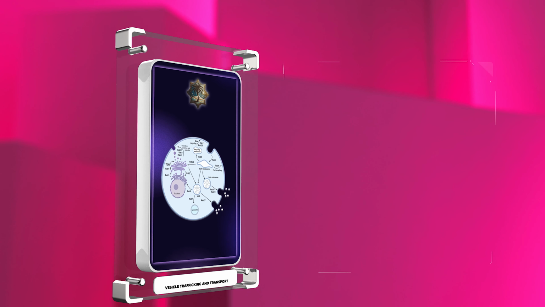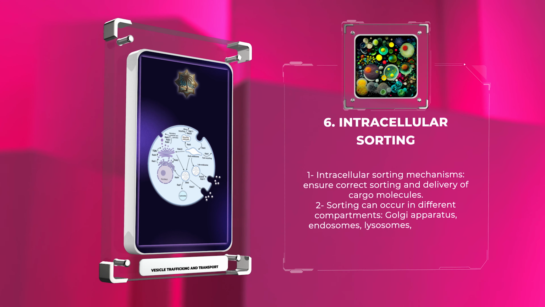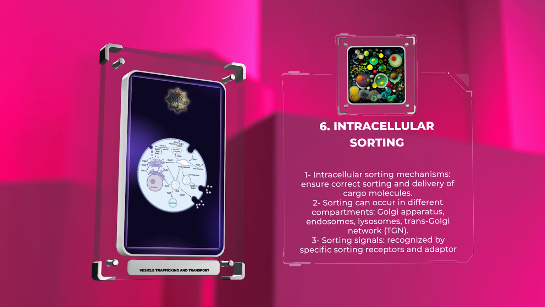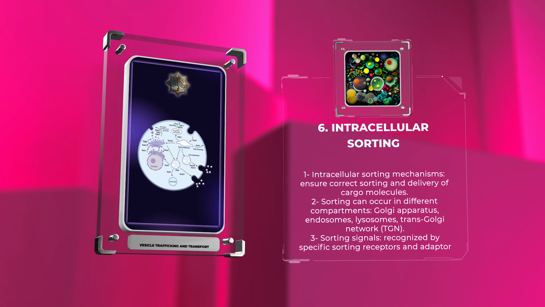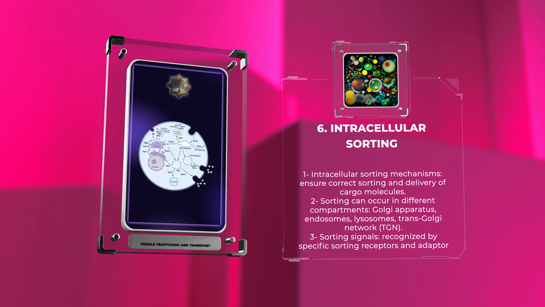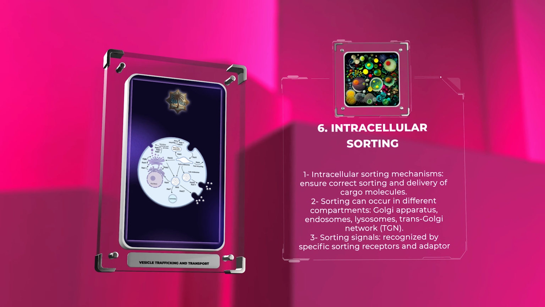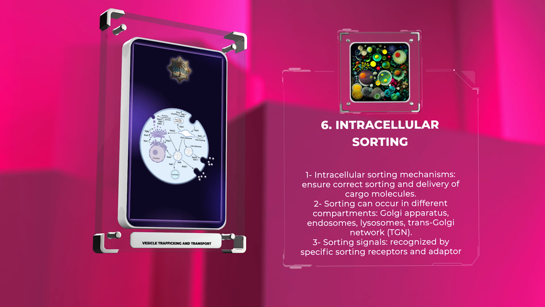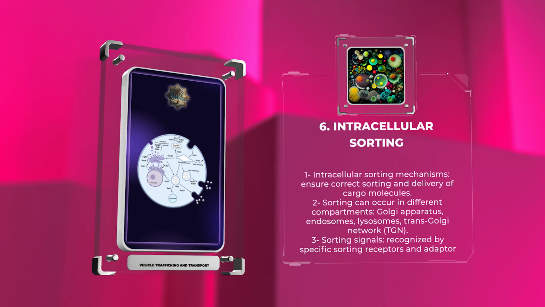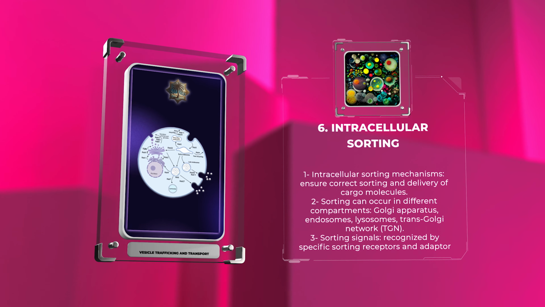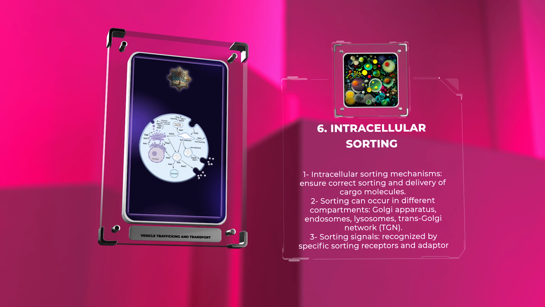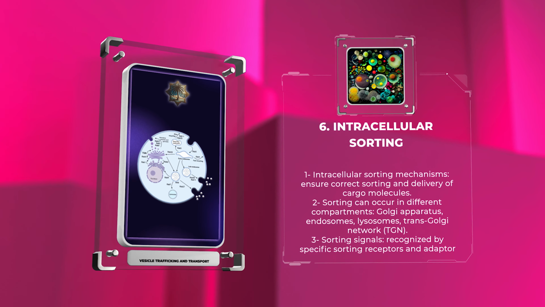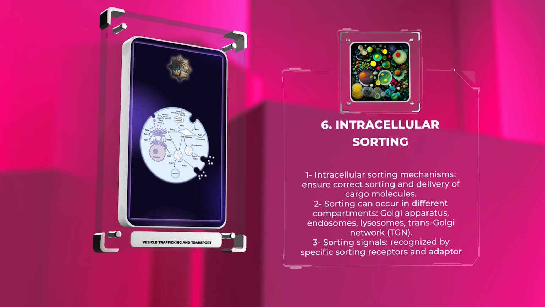Intracellular sorting mechanisms ensure that cargo molecules are correctly sorted and delivered to their intended destinations within the cell. Sorting can occur in different compartments, such as the Golgi apparatus, endosomes, lysosomes, and trans-Golgi network, TGN. Various sorting signals, including protein motifs, glycans, and lipid modifications, guide the sorting process. Sorting signals can be recognized by specific sorting receptors and adapter proteins, such as AP complexes. These proteins help in cargo selection, coat recruitment, and vesicle formation.